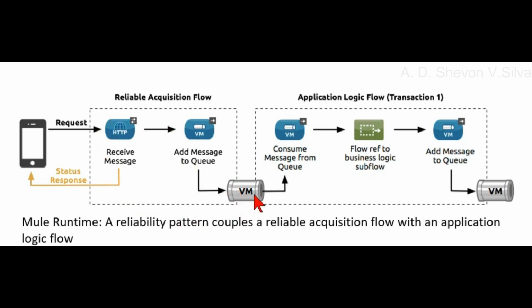The VM is connected to the consume message from queue flow, and the consume message from queue flow has a flow ref to the business logic subflow. These are in the application logic. Here the consume message from queue is connected to the flow ref to the business logic subflow, and it's connected to the add message to queue, and to the VM. Here is transaction one.